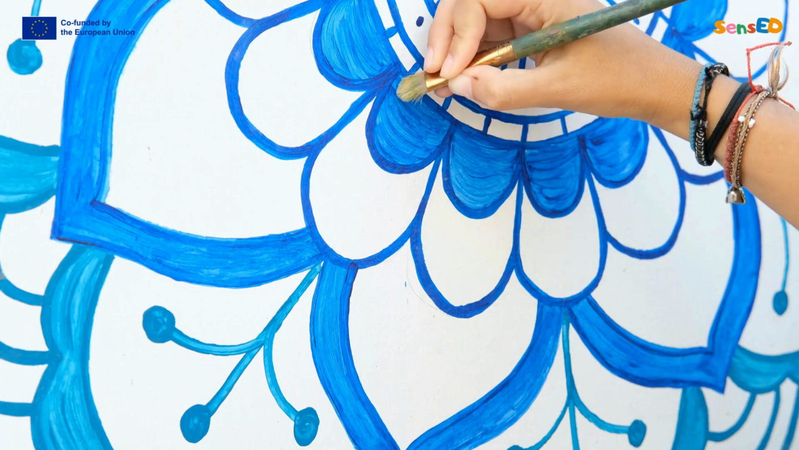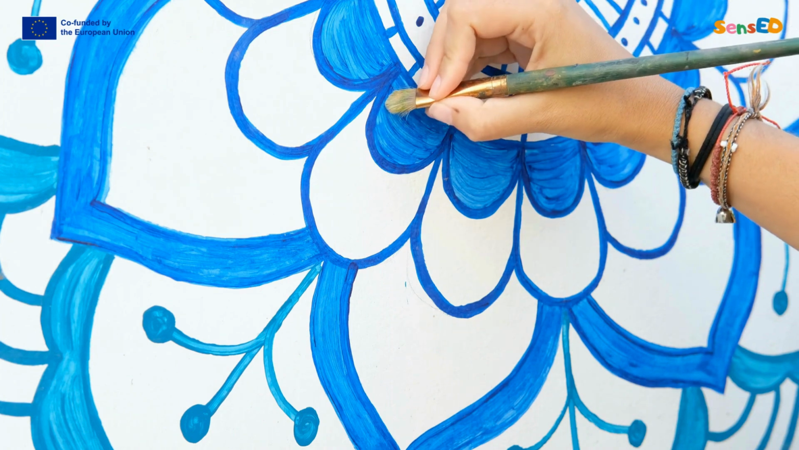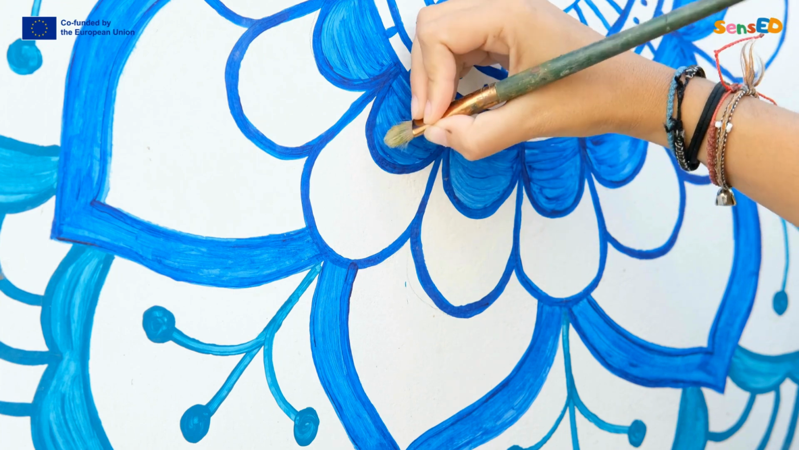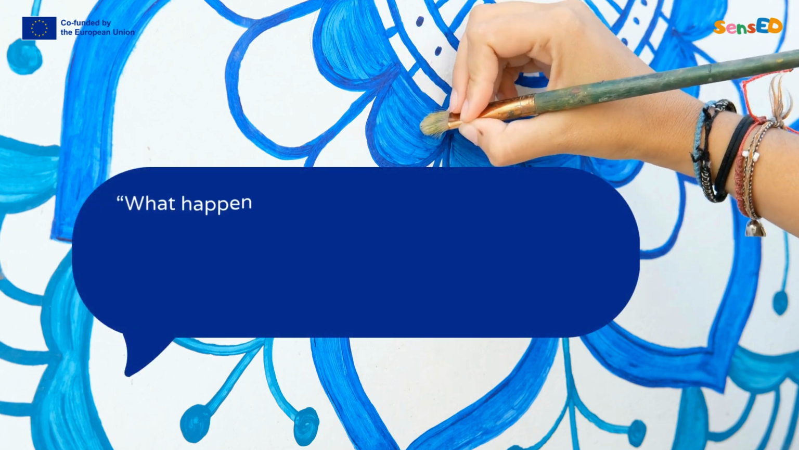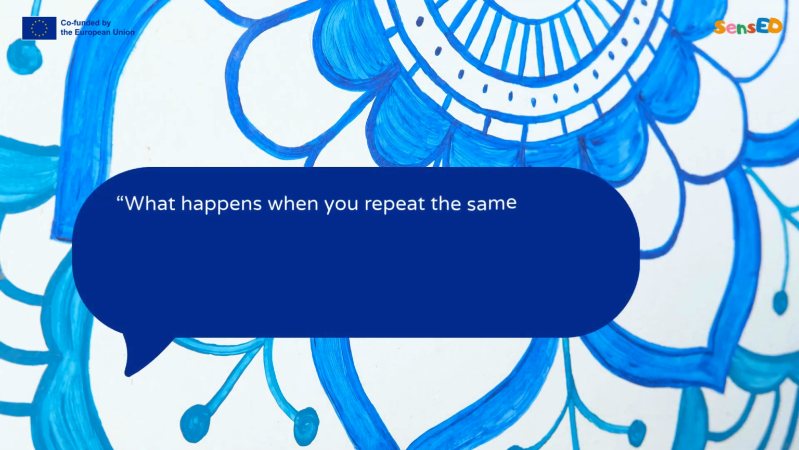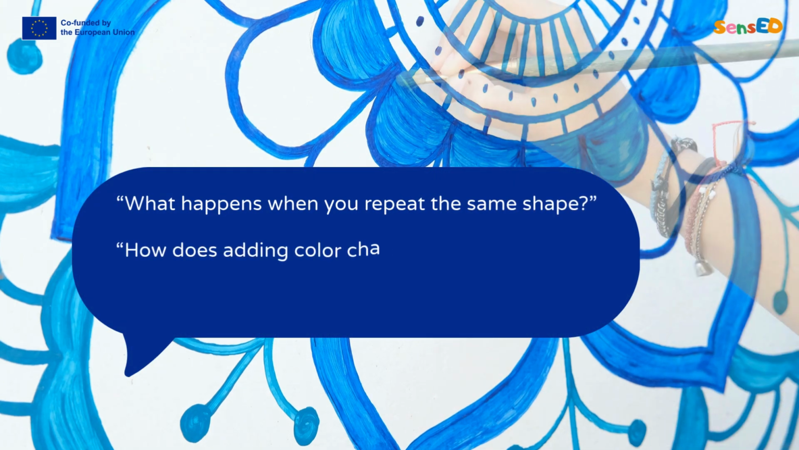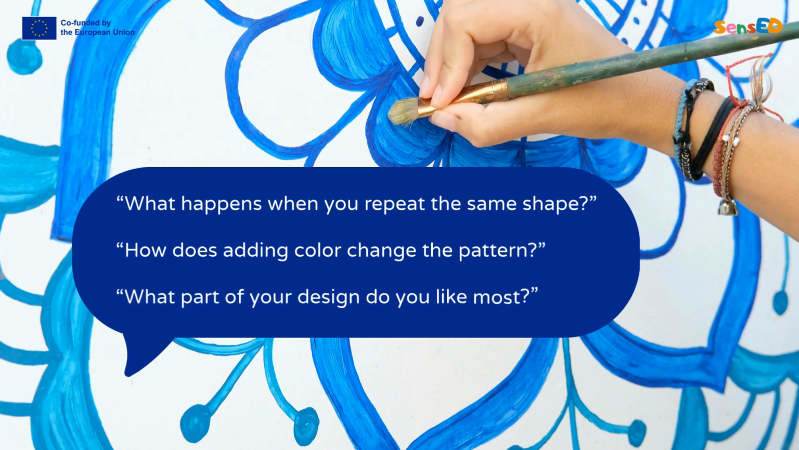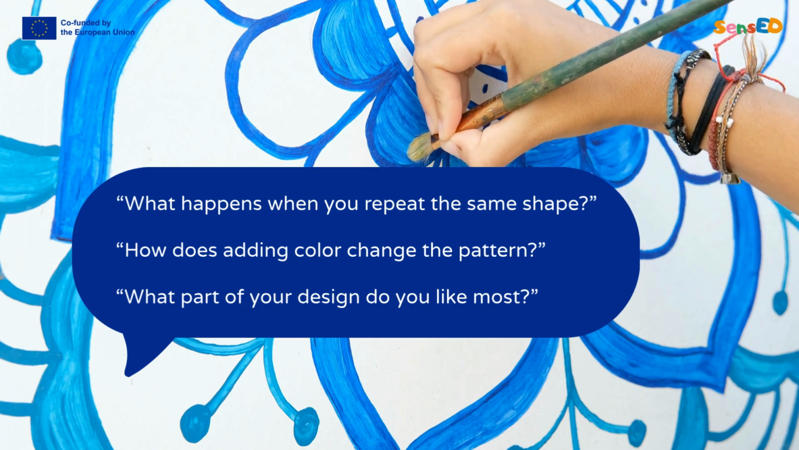As students work, encourage them to observe how repetition creates rhythm and structure. You may ask reflective questions such as, "What happens when you repeat the same shape? How does adding color change the pattern? What part of your design do you like most?" These prompts support creative thinking and self-expression.